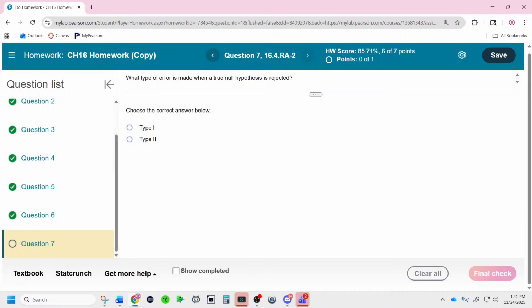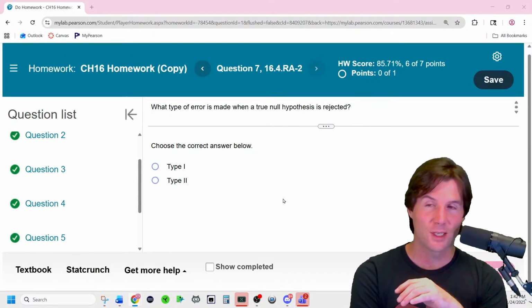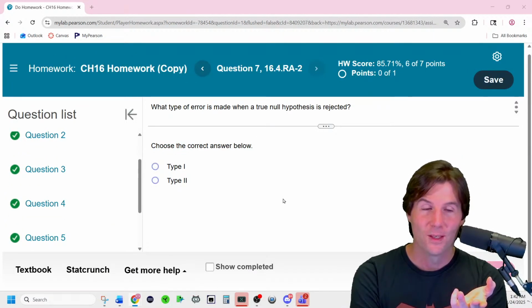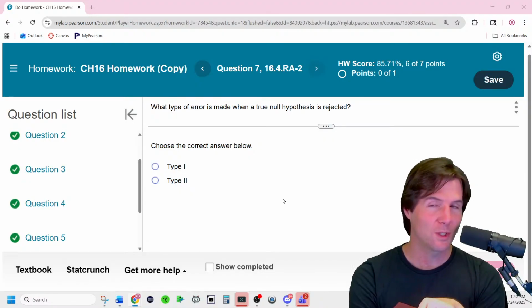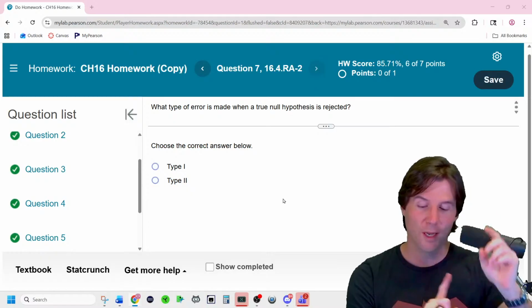Wow. Oh my gosh. I thought the last question would be tough. Really? What type of error is made when a true null hypothesis is rejected? It literally says true. So if you've memorized our mnemonic from the last question, in a type 1 error, the null is true and we reject it.